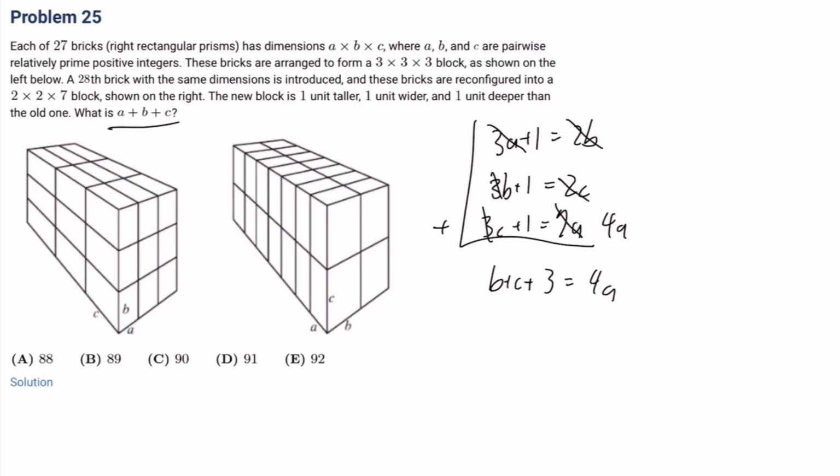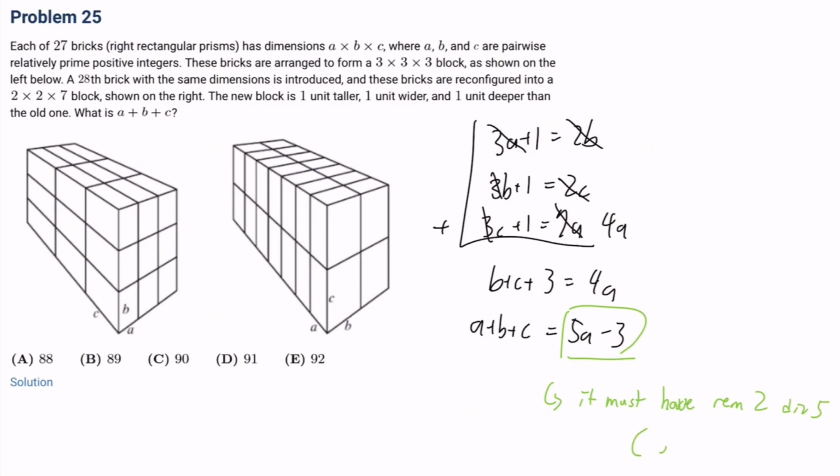And since we want A plus B plus C, if we change it into that form, A plus B plus C is going to be equal to 5A minus 3. Okay, but then since the answer is 5A minus 3, this means that it must have remainder 2 when divided by 5. So it's in 5n plus 2 form, right? 5n plus 2 form. And of these choices, the only one that is in 5n plus 2 is E.